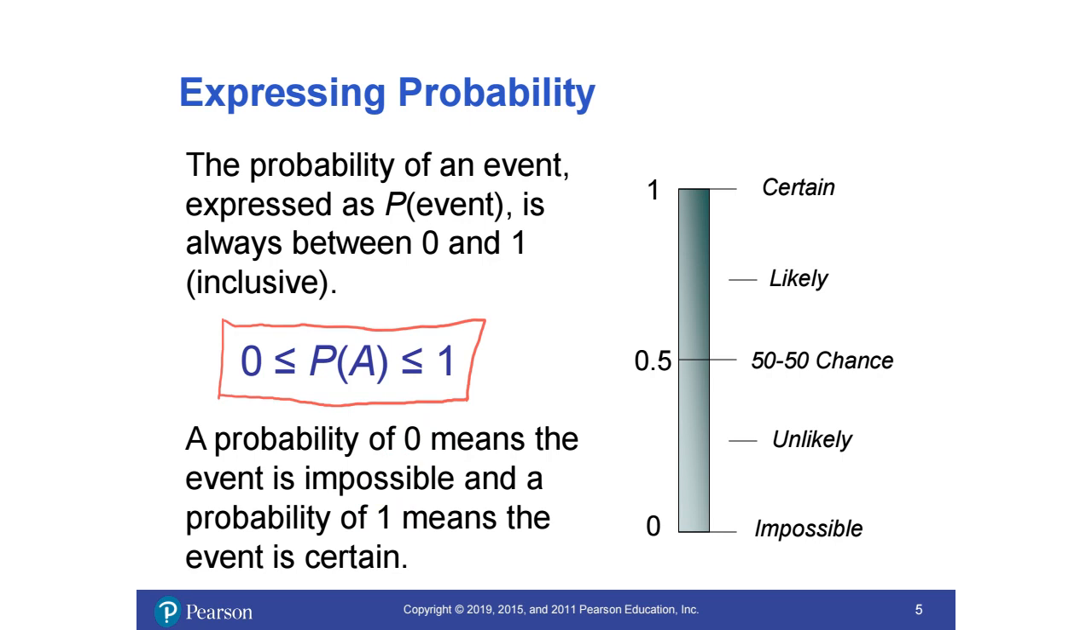Probability of 1 means the event is certain. And we typically think of probability as occurring on a continuum like this. 0 probability is something that's impossible. And between 0 and 0.5, that's an unlikely event.